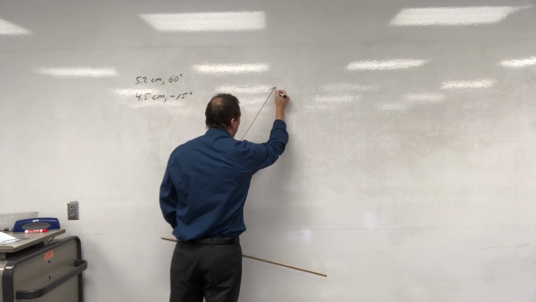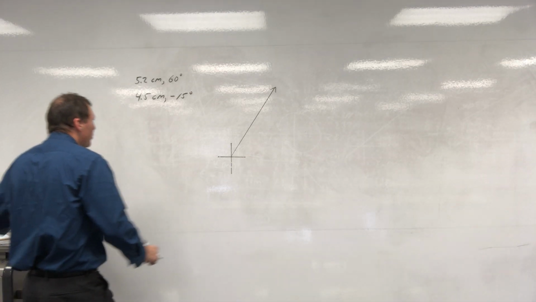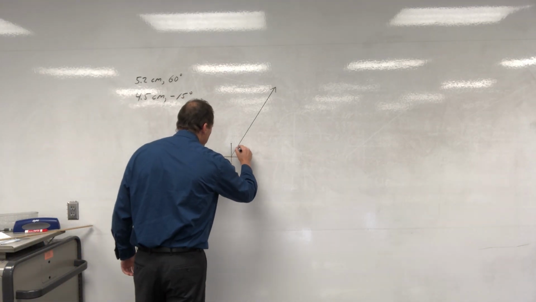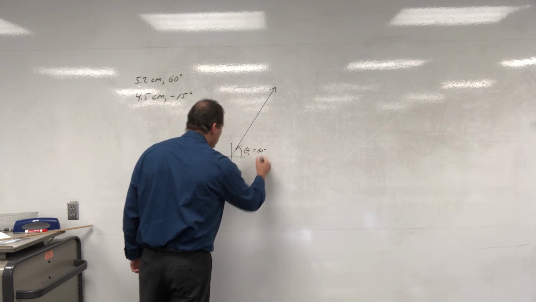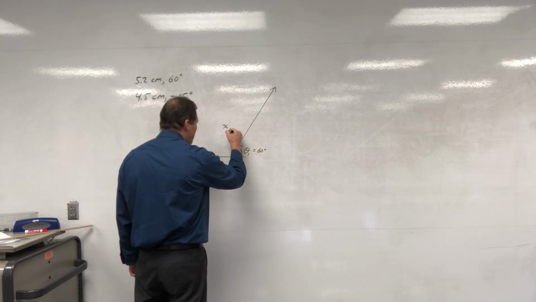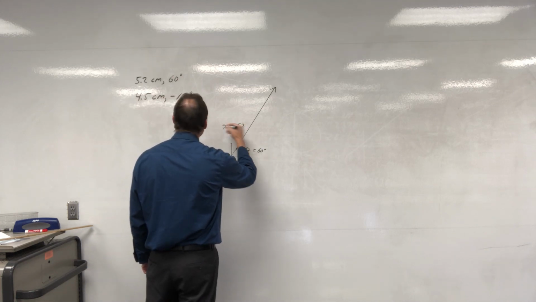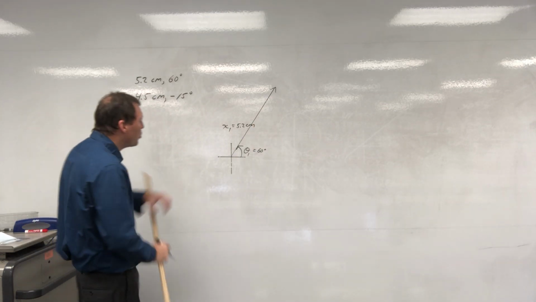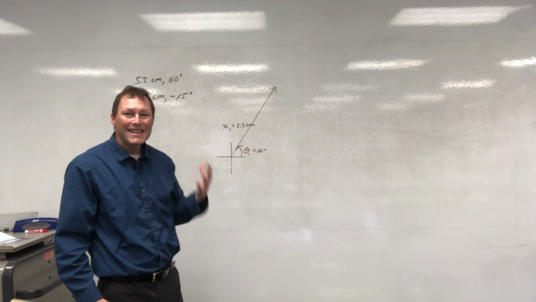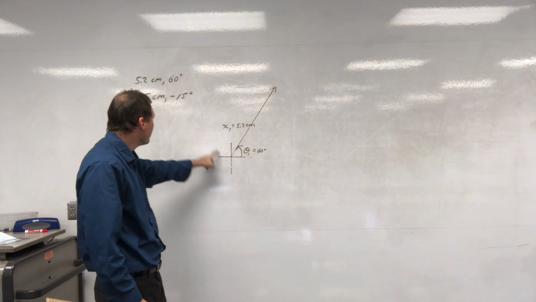I'm going to put an arrowhead because it is a vector, and we should label this. I'm going to call this theta sub 1, our first angle, 60 degrees. I'll just call this x for displacement. Our first displacement is 5.2 centimeters. Now we want to repeat this process, but this time at the tip of the arrow and not the origin.